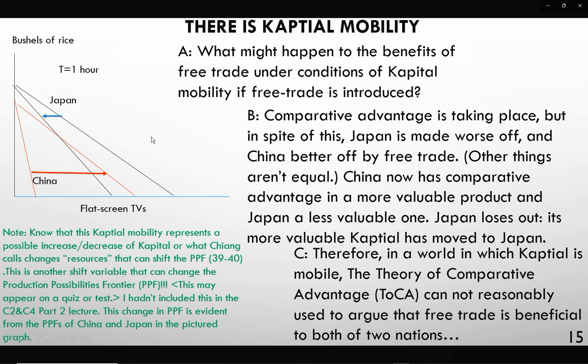So if there's capital mobility, free trade can hurt one country and help another one, as more valuable production may shift with capital from one country to another one. And again, note here, this in itself is something that can change the production possibilities frontier. Chiang calls it on pages 39 through 40 a change in resources. You'll see this in the lecture on free capital mobility and the effect on wages in the home and foreign country in question, the poorer country versus the wealthier country, which is in our case the home country. So be aware of that.